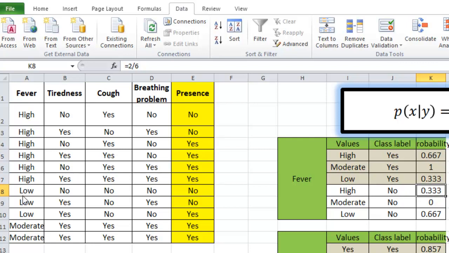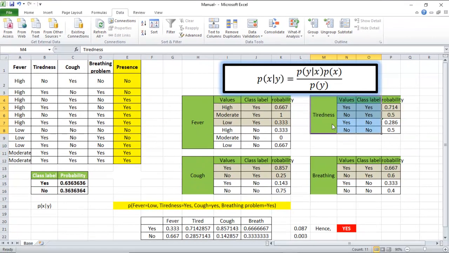In a similar way, when the fever is low for a patient, the value is 1, and hence it is low, yes, 1 divided by 3, and low, no, it is 2 divided by 3. When it is moderate, both the patients have the disease, and hence when it is moderate, yes is 1, and for no, it is 0. In a similar way, the next attribute, tiredness, will be taken: sort this data set, and calculate the probability for cough and breathing too. Okay.